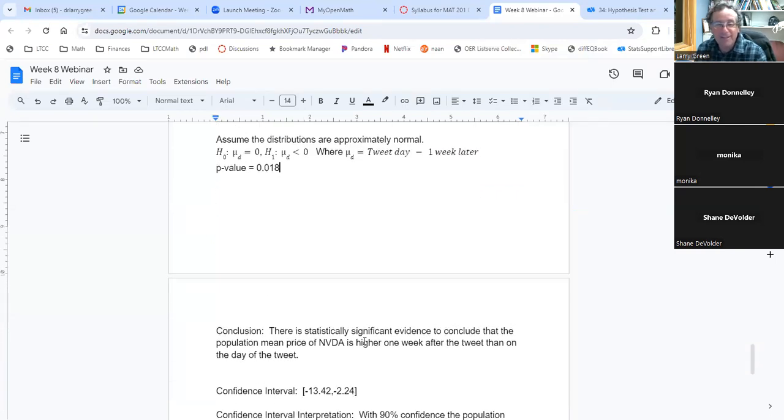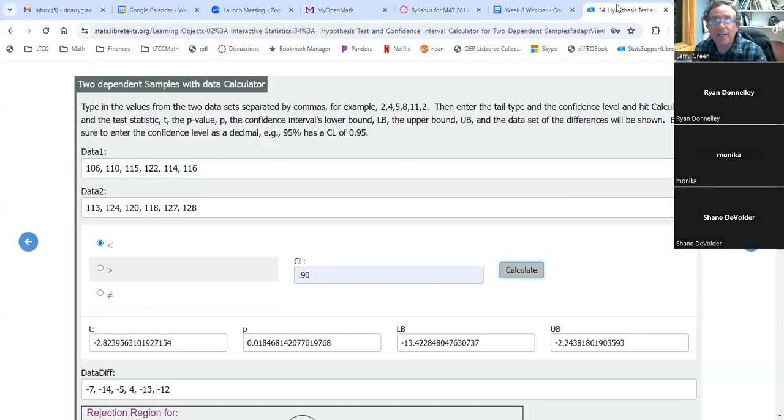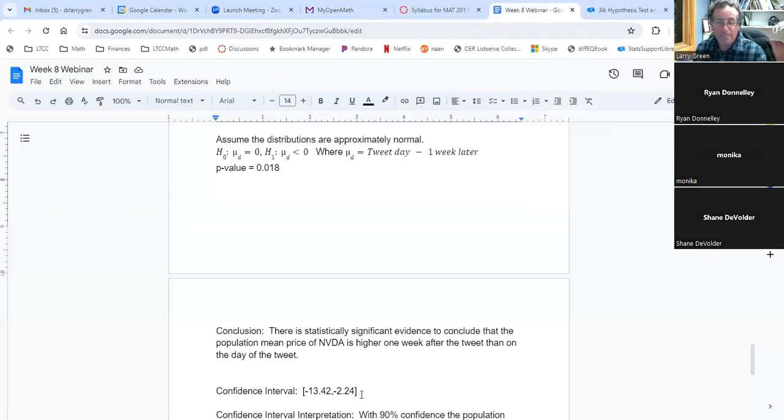There is statistically significant evidence to conclude that the population mean price of NVIDIA is higher 1 week after the tweet than on the day of the tweet. Okay. The confidence interval, by the way, was 2.24 to 13.42. Okay.